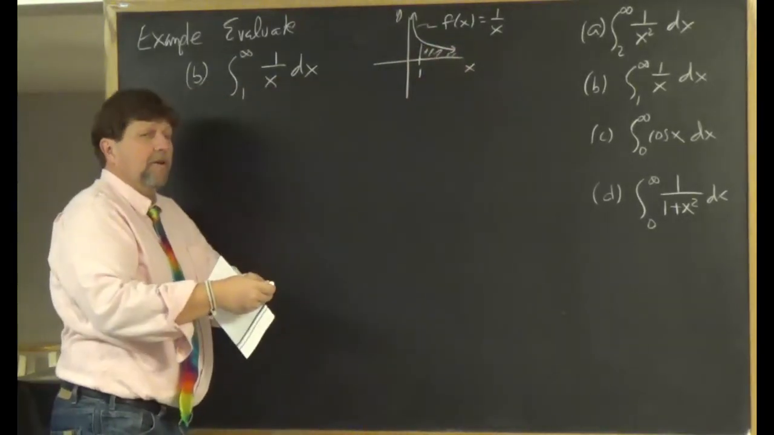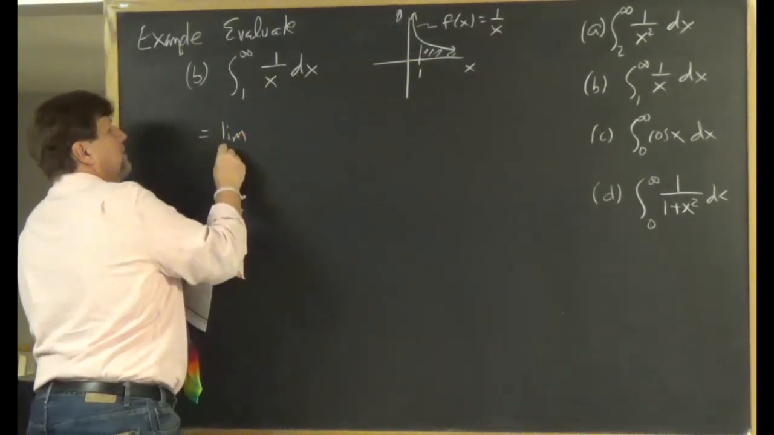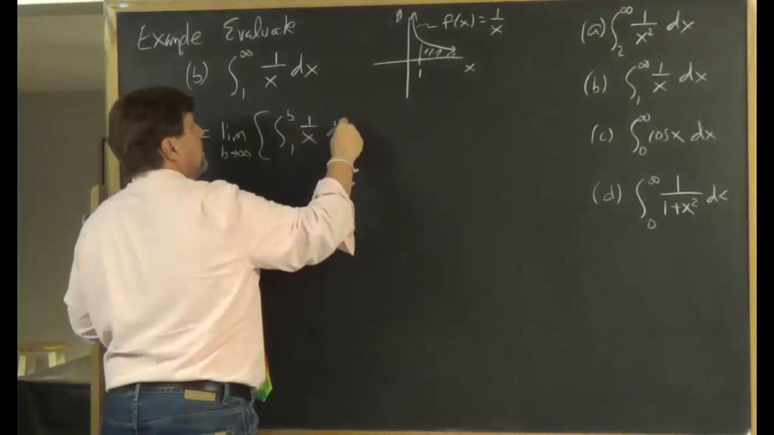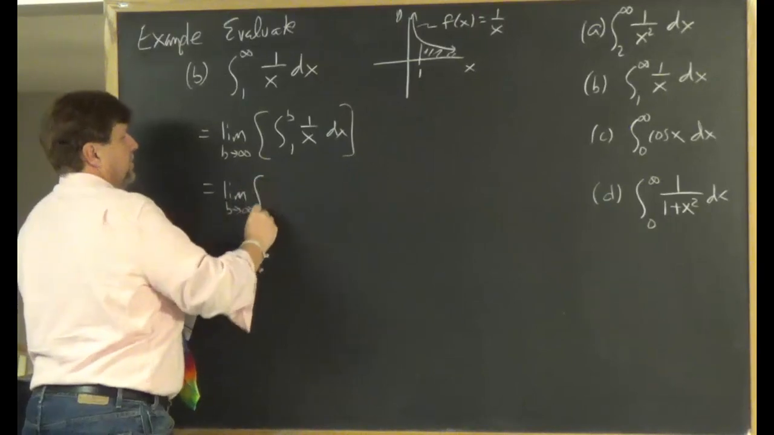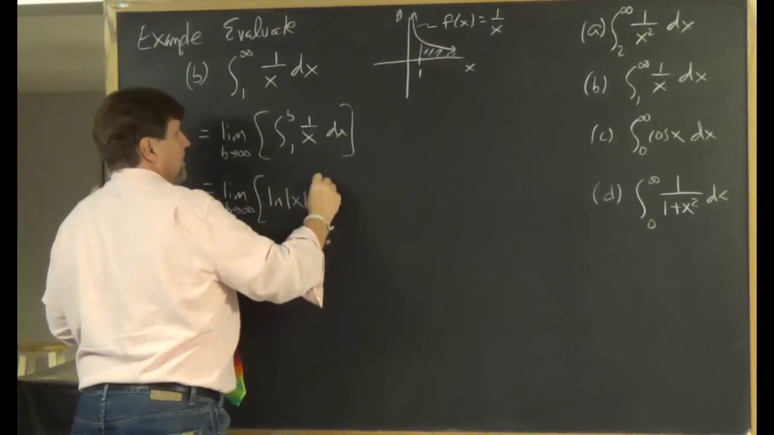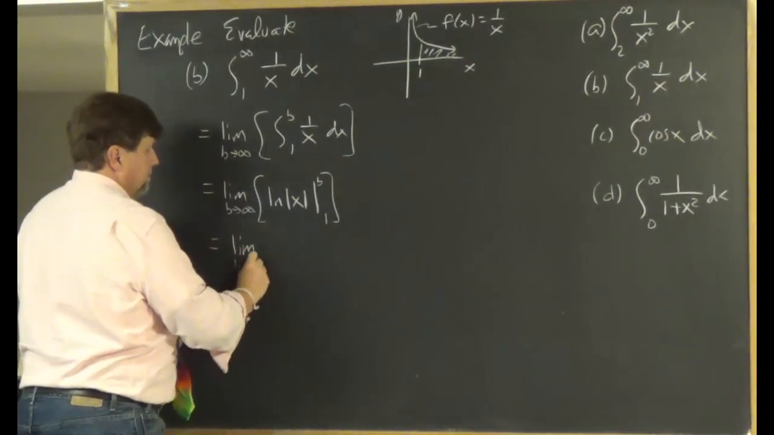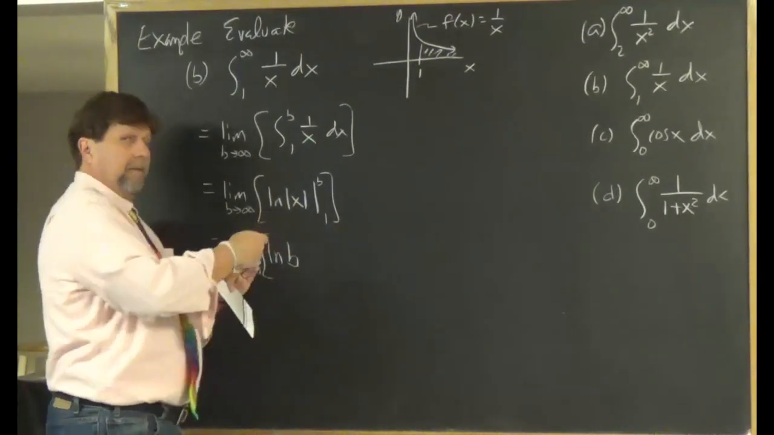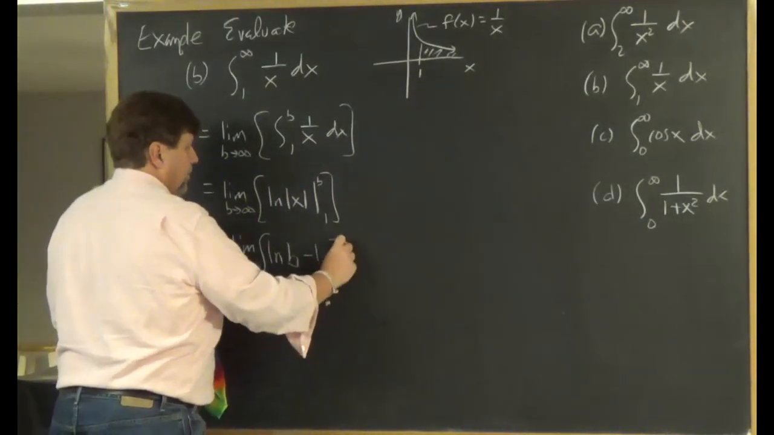But it's an improper integral. Can't do it directly, but I know to rewrite it as the limit as b goes to infinity of the integral from 1 to b of 1 over x dx. Okay, now I get my antiderivative. We know the antiderivative of 1 over x is ln absolute value of x, evaluated from 1 to b. Use the fundamental theorem of calculus, which gives us the natural log of b. I can get rid of the absolute values because we're talking about positive numbers here. Minus the natural log of 1.